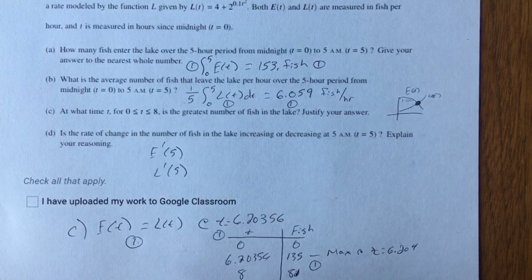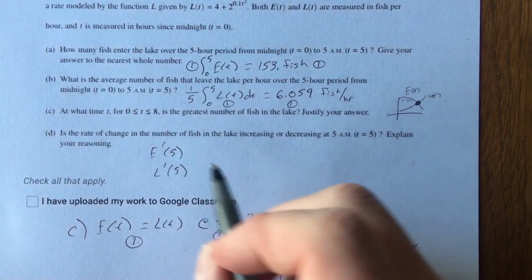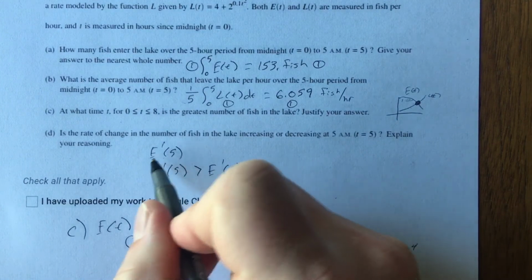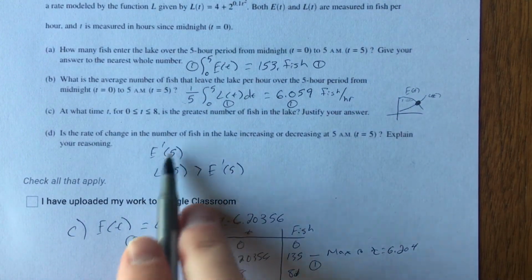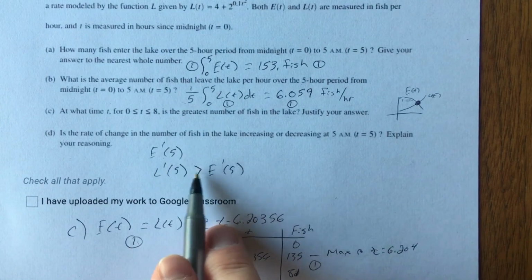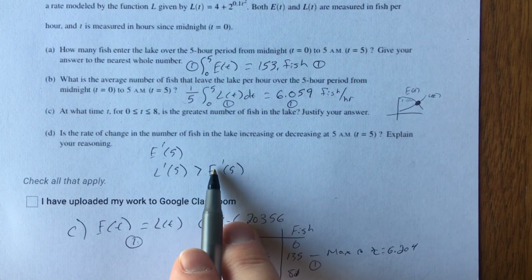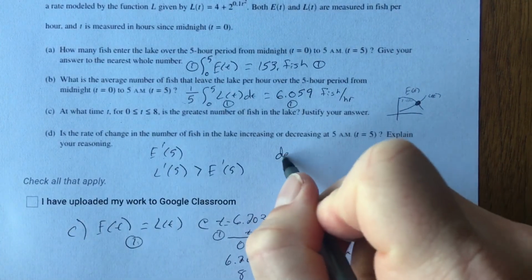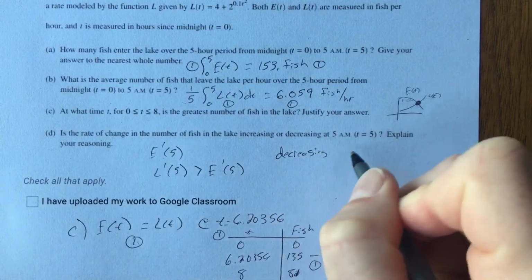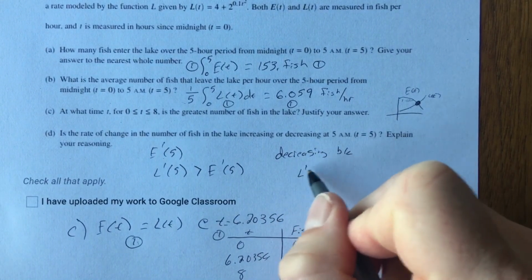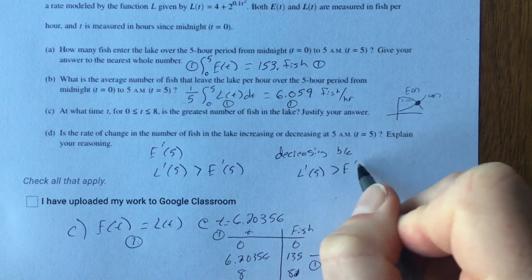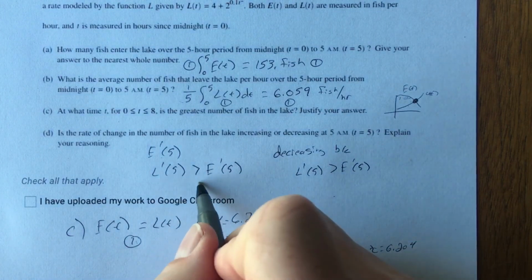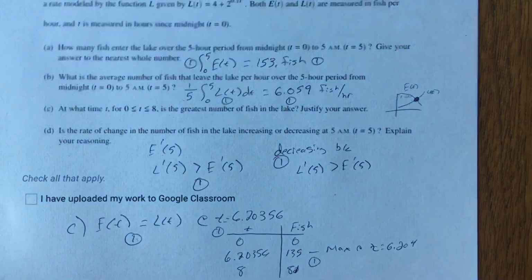In a case like this, what you would find is that L prime 5 is greater than E prime 5. So the rate of change of the fish leaving is greater than the rate of change of the fish entering. Therefore, we would say that the rate of change is decreasing because L prime 5 is greater than E prime 5. You got a point for comparing these values, and a point for the correct justification there.